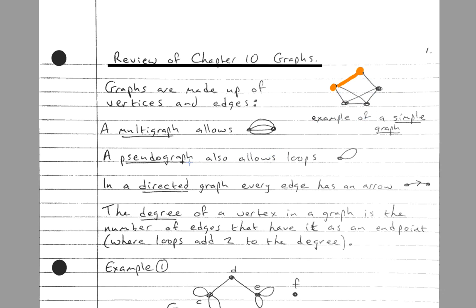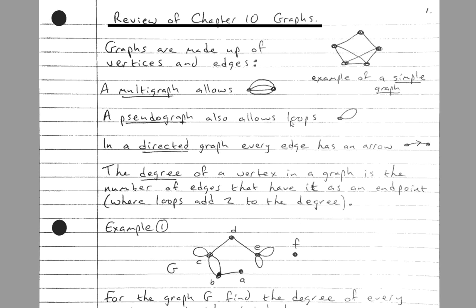So this is a simple graph. A more complicated graph is a multigraph that allows more than one edge between two vertices. And a pseudograph allows multiple edges and also loops. But this one is just simple. And a directed graph means every edge has a direction indicated by an arrow.